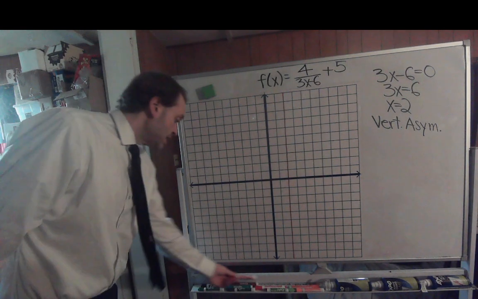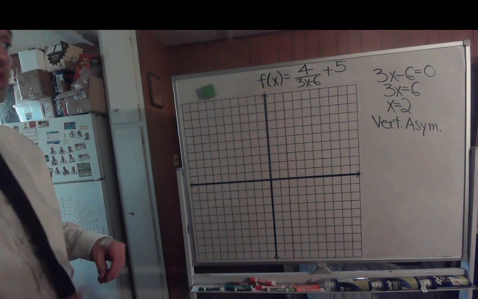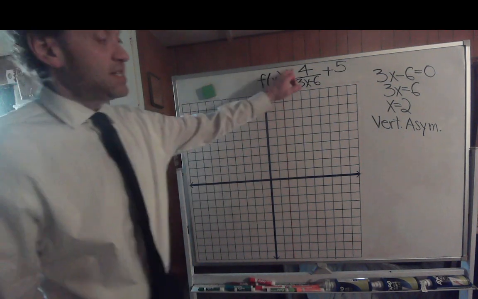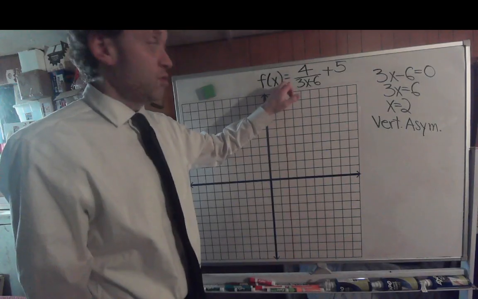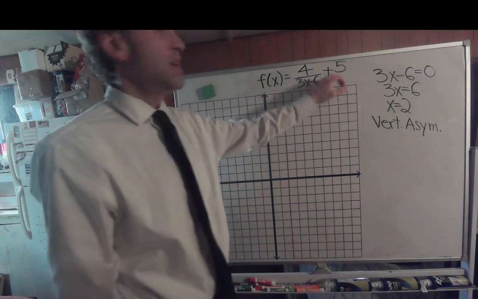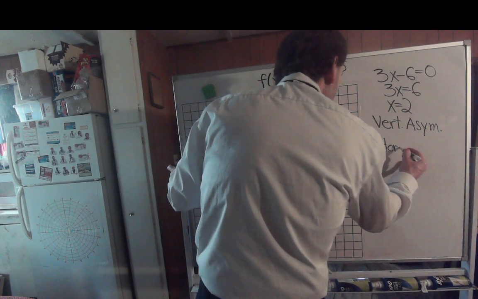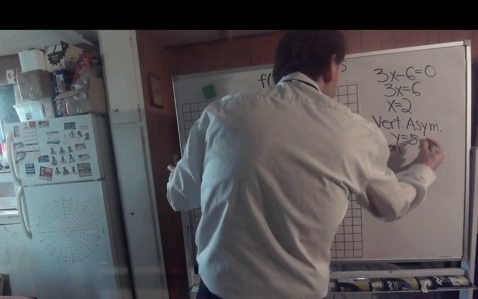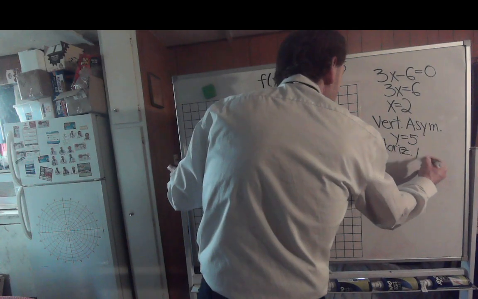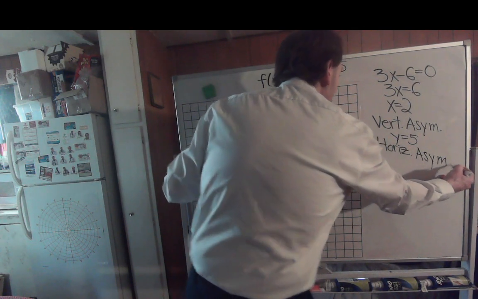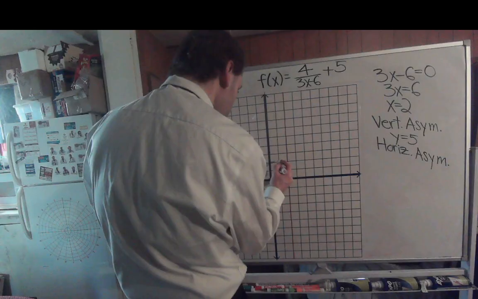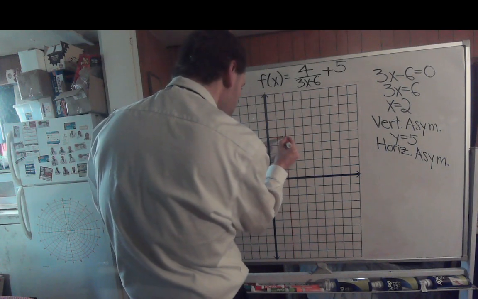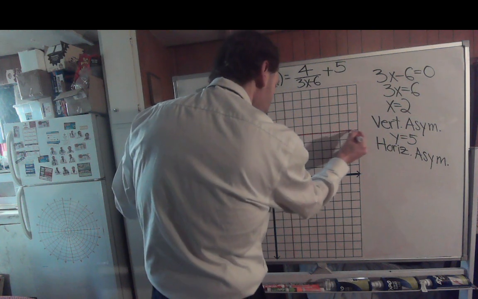Okay. Now, what about for a horizontal asymptote? Well, a constant divided by a linear x expression would give you a default y equals 0 horizontal asymptote, but everything is shifted upward 5 units. So you have a horizontal asymptote of y equals 5. So why don't we plot y equals 5 as the horizontal asymptote? Right there. There we go. Perfect.